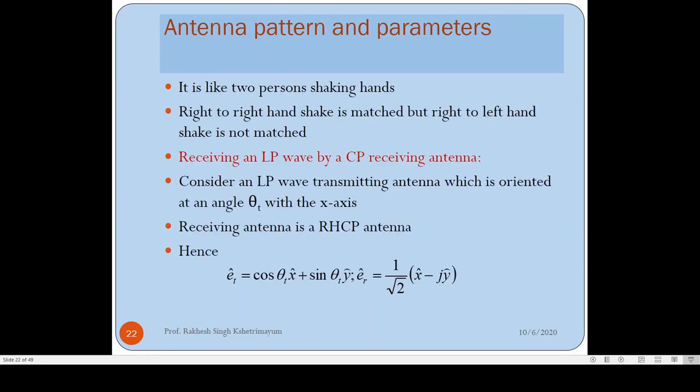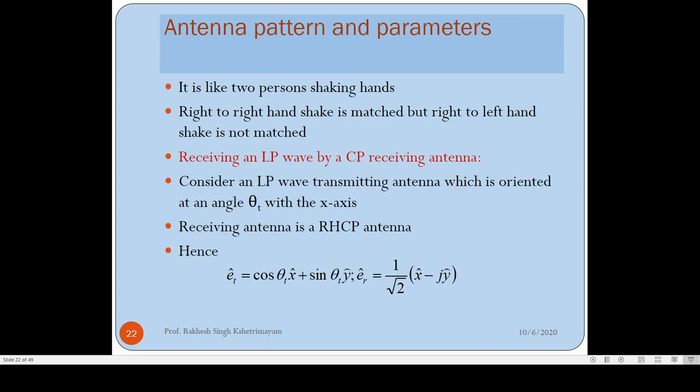So there is an analogy here. There's a very simple concept you have here. Let's say two persons are shaking hands. So right to right handshake is matched, but right to left handshake is not matched. If you want to do a handshake with another person and you are using right hand and the other person is also using right hand, you can do the handshake. But if you are using right hand and the other person is using left hand, you won't be able to do the handshake. So polarization for the transmitting antenna and receiving antenna should be the same so that you can pick up the signals properly at the receiver.